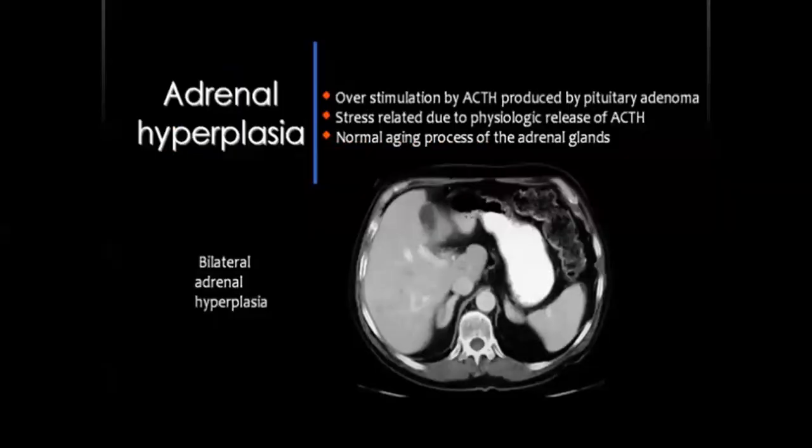Adrenal hyperplasia. In this case you see bilateral adrenal hyperplasia caused by overstimulation by adrenocorticotropic hormone produced by a pituitary adenoma, stress related due to physiologic release of adrenocorticotropic hormone, or the normal aging process of the adrenal gland.